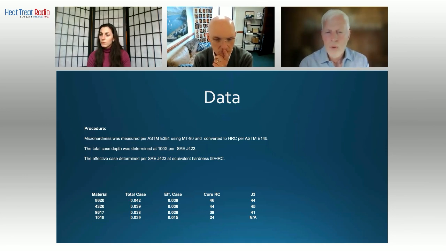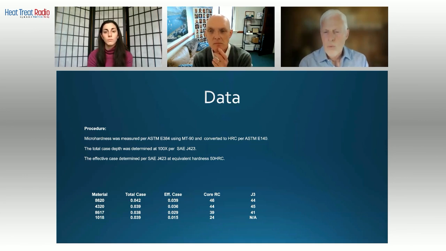And then we have a sample where the core hardness is Rockwell C39, and we have 29 thousandths effective case. And then, of course, there's the 1018 sample that was put in there just as a reference. So the core hardness on that was 24 with 15 thousandths effective case depth. So there is a direct proportion between the core hardness and the effective case depth that you're going to be able to achieve.